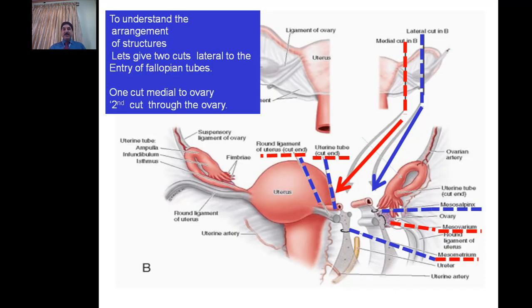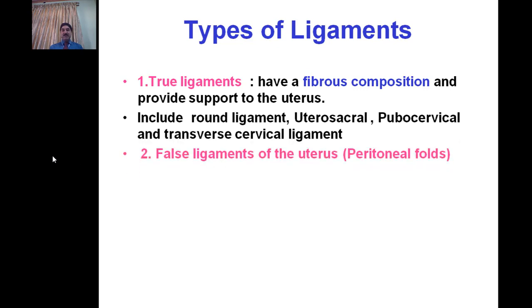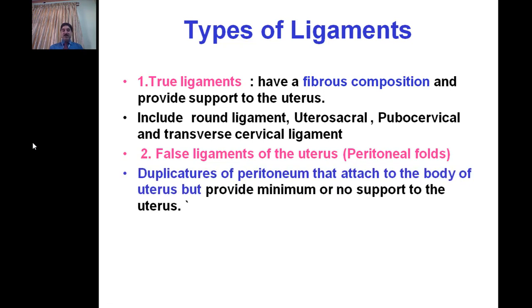Types of ligaments. Ligaments of the uterus are divided into true and false ligaments. True ligaments are defined as those ligaments which have a fibrous composition and provide support to the uterus. They include round ligament, uterosacral ligament, cervical, and transverse cervical ligaments. False ligaments of the uterus are basically peritoneal folds, duplicatures of the peritoneum that attach to the body of the uterus but provide minimum or no support to the uterus.